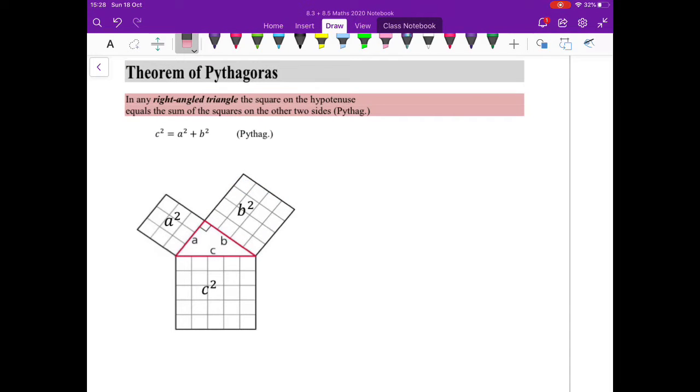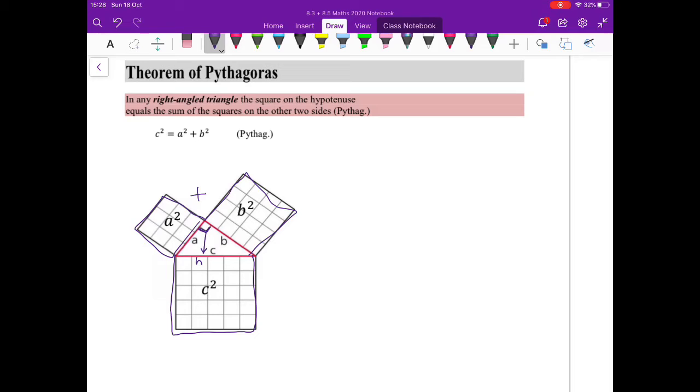We're now going to do riders involving the Theorem of Pythagoras. Pythagoras was a mathematician, and he discovered that in any right-angled triangle, so here we have our right-angled triangle, the square on the hypotenuse, so if we have a look here, the right angle is an important part of your diagram because it always points to the hypotenuse. So the square on the hypotenuse equals the sum of the squares on the other two sides.